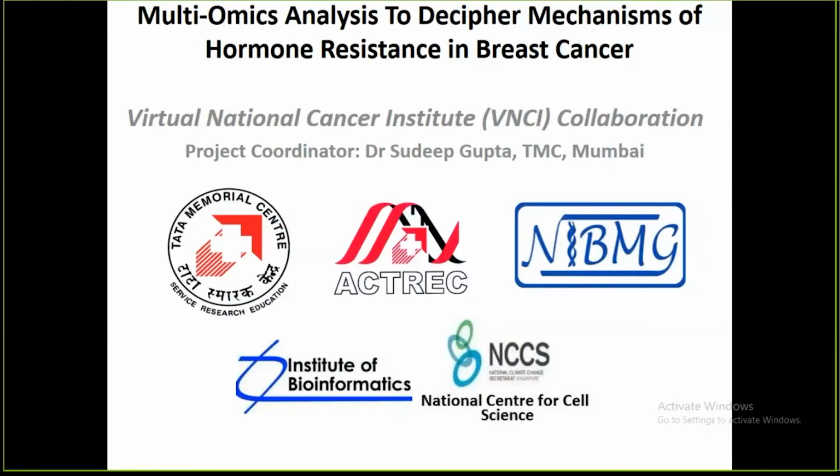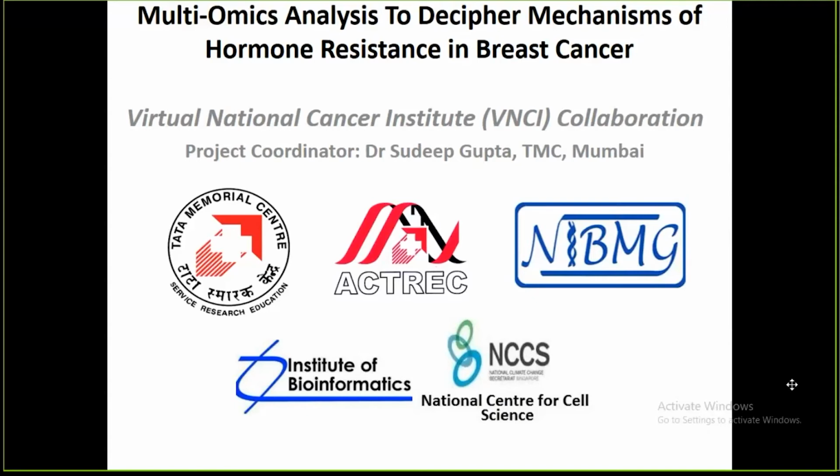One of the established virtual network centers, VNCIs, is on breast cancer, entitled Multi-omics Analysis to Decipher Mechanisms of Hormone Resistance in Breast Cancer, implemented by DBT in 2017. There are 5 participating institutions in this VNCI. Tata Medical Hospital is the coordinating center of this VNC with clinical expertise. The project coordinator is Dr. Sudeep Buchsbaum, who is a clinical oncologist with expertise in breast cancer.